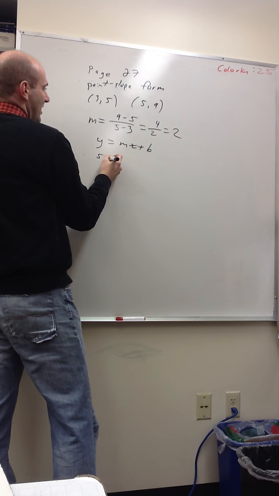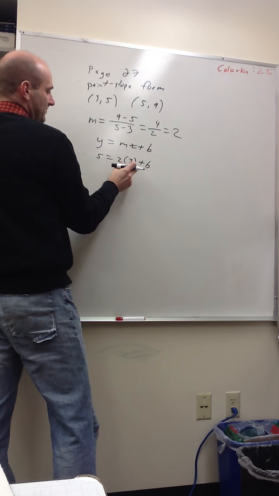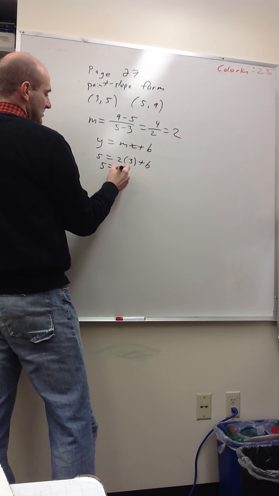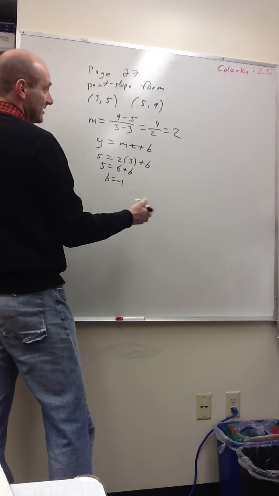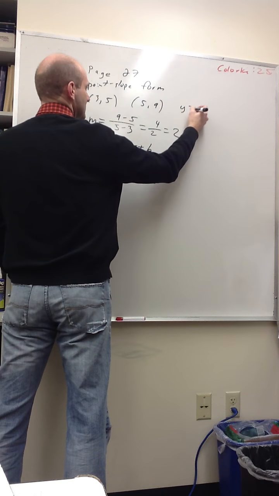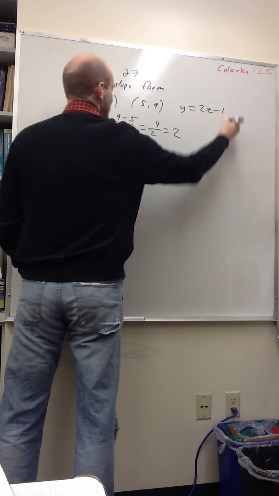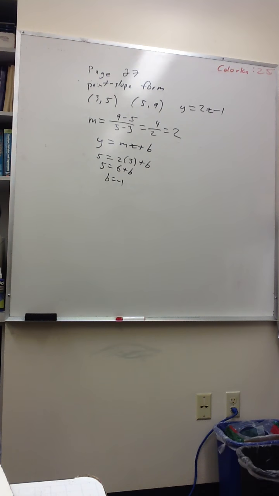We'll just plug in this one. So if y is 5 and the slope is 2, x is 3, 2 times 3 is 6. Subtract 6 from both sides, and I'll find out that b is negative 1. And then I plug that back into here, so I know my equation for this line is y equals 2x minus 1. And that's beautifully done, right? That is correct. Absolutely wonderful.